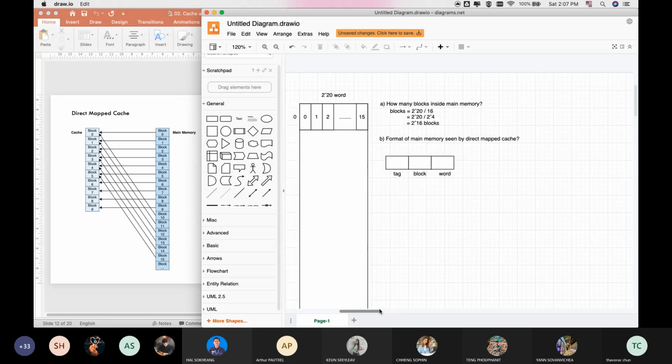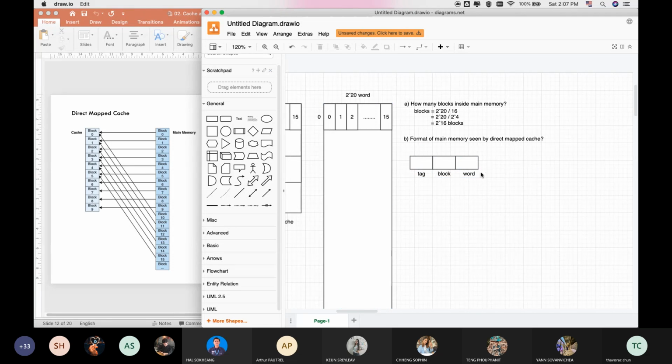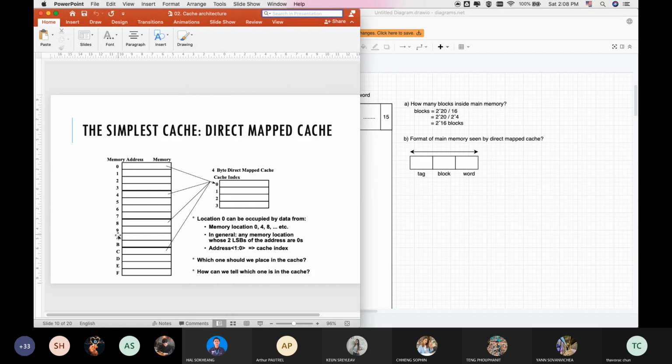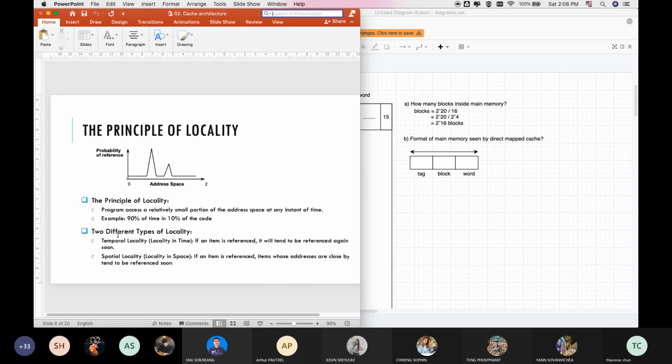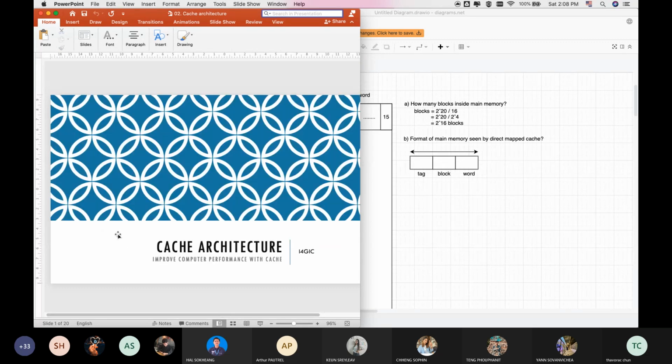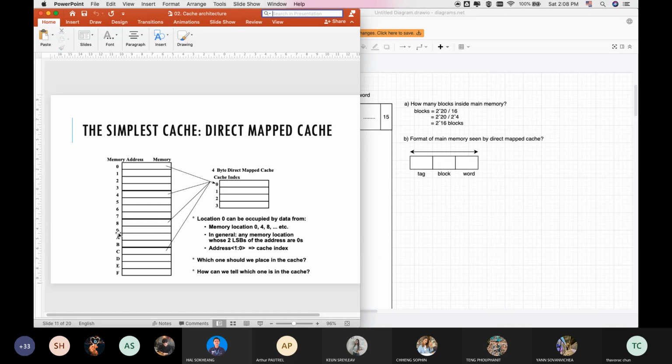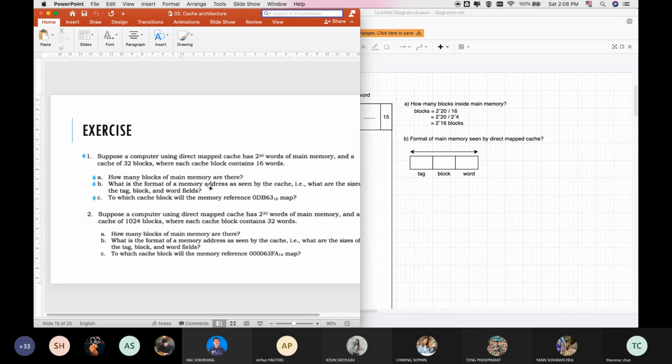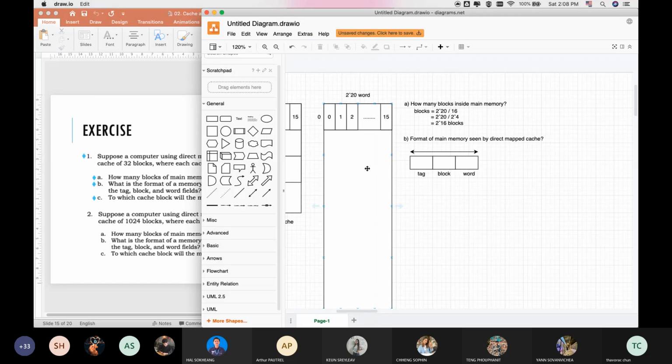So, first we need to find how many bits of this main memory address. Okay. From the question that we have, we have the question. Okay, from the question, you see that in main memory, there are 2 power 20 words inside this memory.